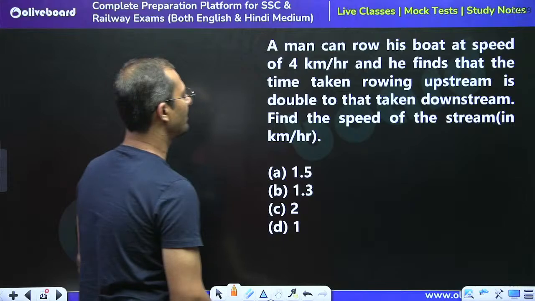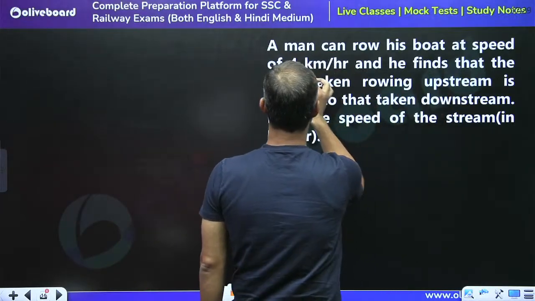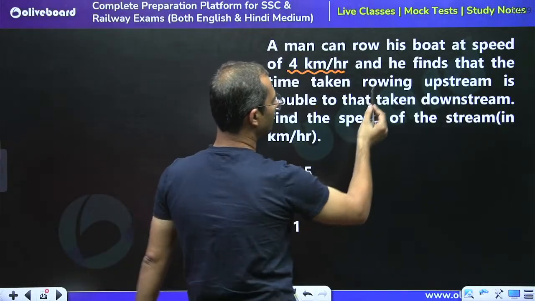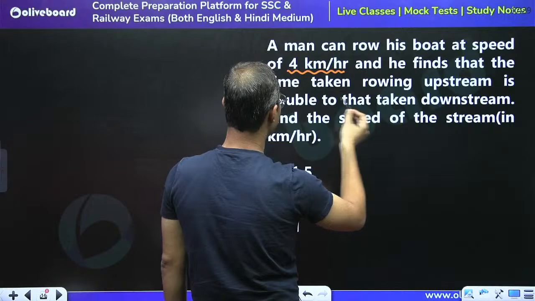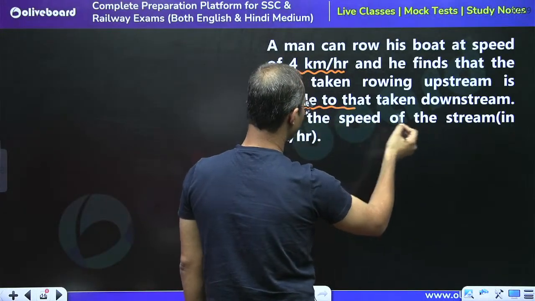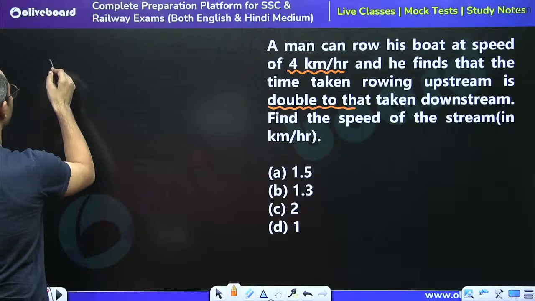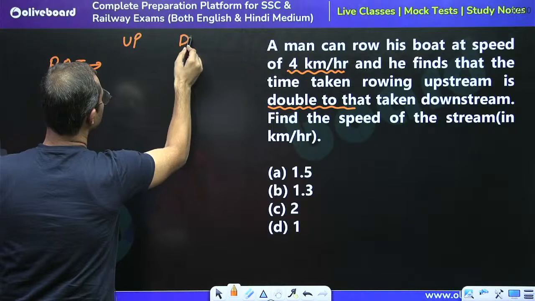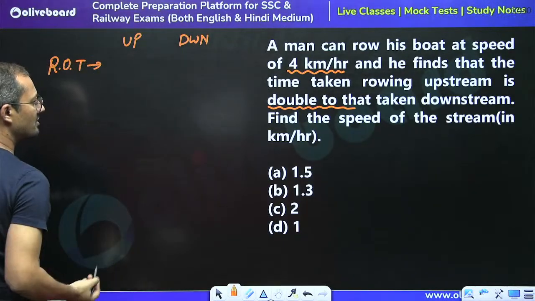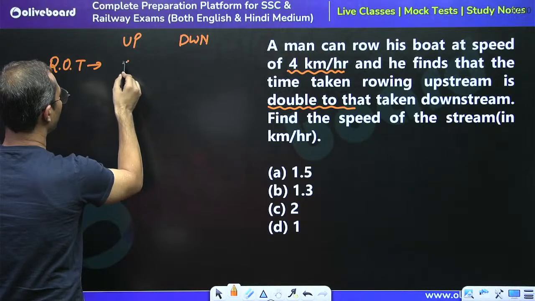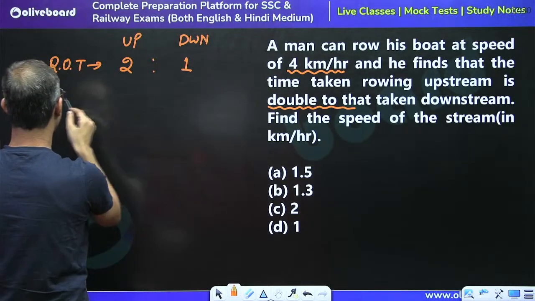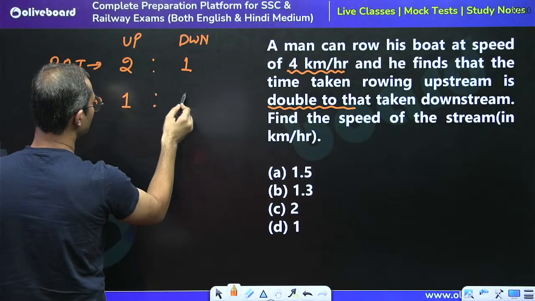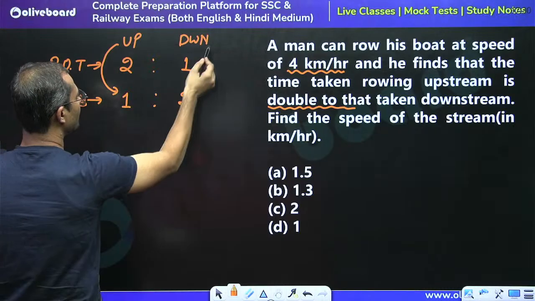See, a man can row his boat at a speed of 4 km per hour, right? So this is the speed of man, and find that the time taken to row upstream is double to that taken downstream, right? So we are given the data about the ratio of time. Going and coming the same distance, the distance is same, so time taken upstream is twice than the downstream. So the ratio of speed would be inversely proportional, so it would be 1:2. This is the speed of up and this is the speed of down.